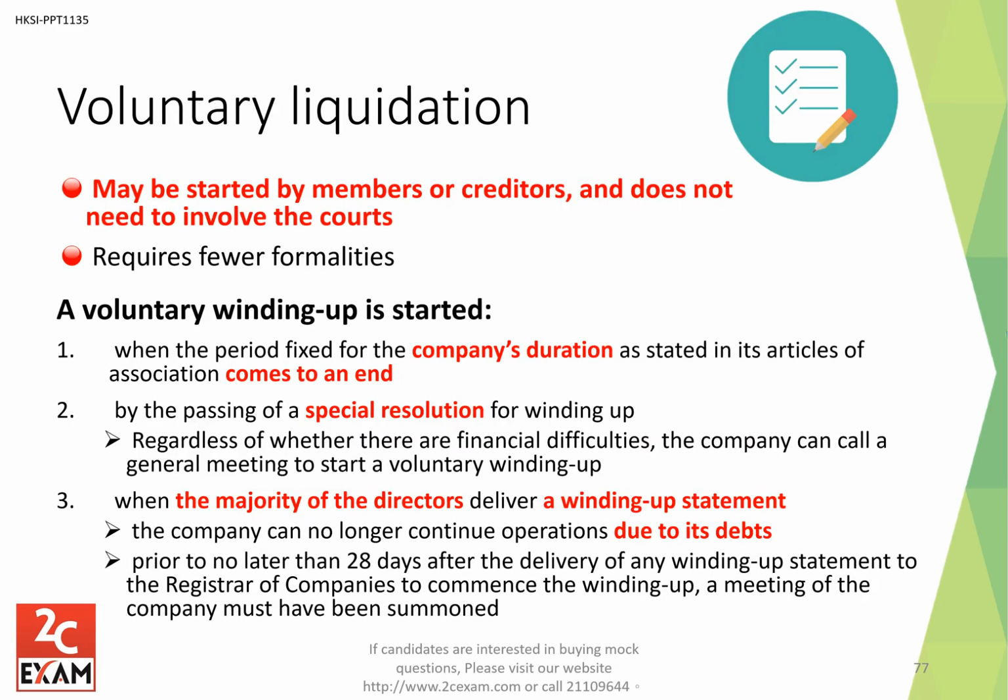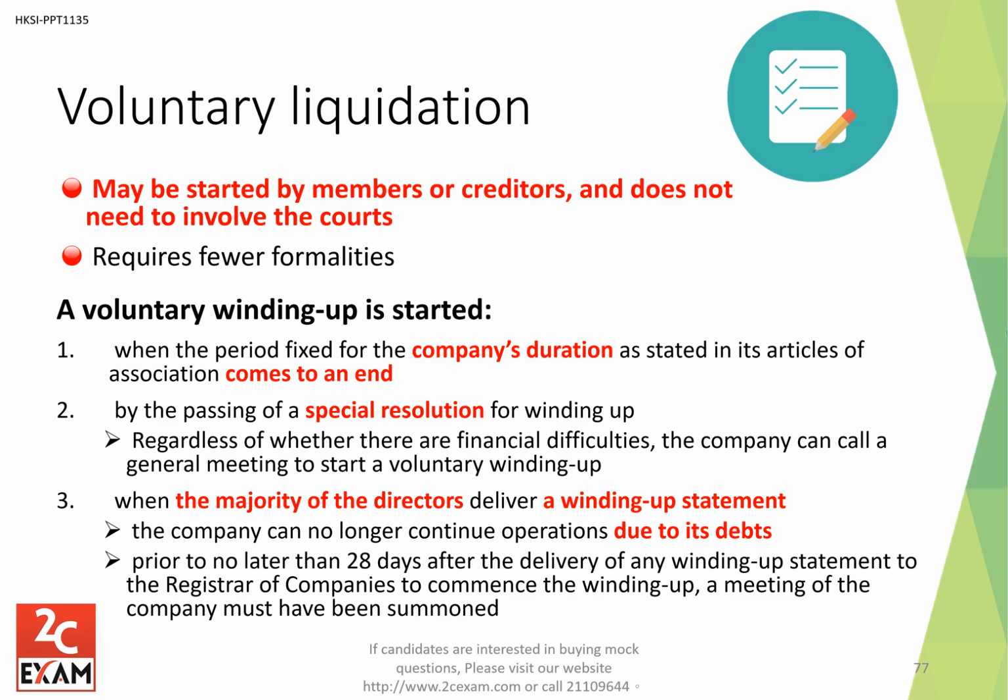Another way of liquidation is called voluntary liquidation. A voluntary liquidation can be initiated by members or creditors. Since it does not involve the court, it requires fewer formalities. So, under what circumstances will voluntary liquidation occur? One possibility is that the company's duration comes to an end. How do I know when the company's duration comes to an end? The company's articles of association will state this. For example, if it specifies that the company will only exist for 10 years, and now 10 years have passed, the time has come, so a voluntary liquidation must be carried out.